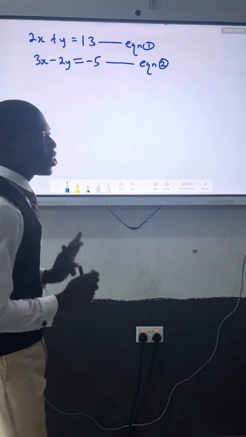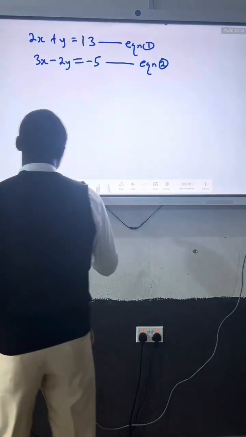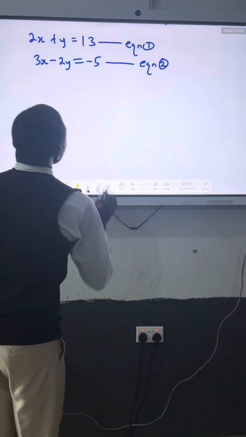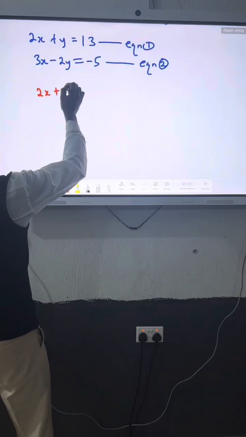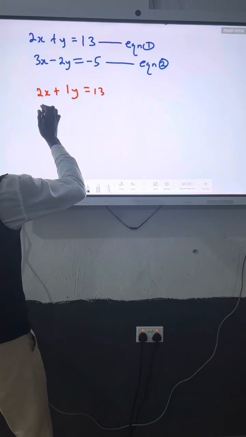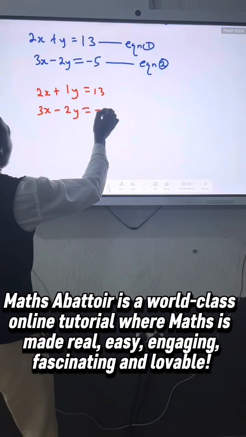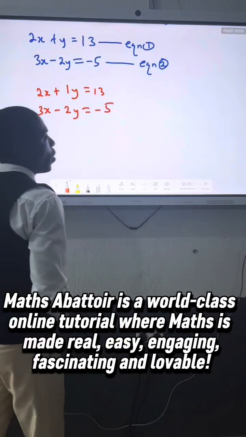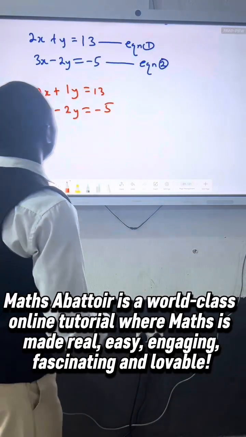Okay, so look at the equations. What we're going to do now is, I want to show you something. Let me manipulate this. Equation 1 can be written as 2x plus 1y equals 13, and equation 2 is still the same, 3x minus 2y equals negative 5. Now, we are going to make use of determinants.